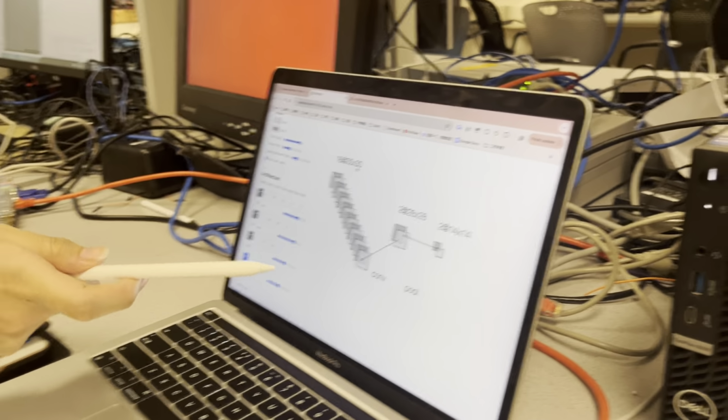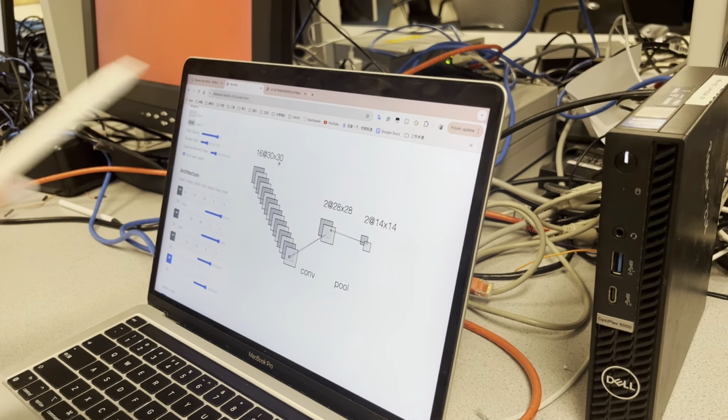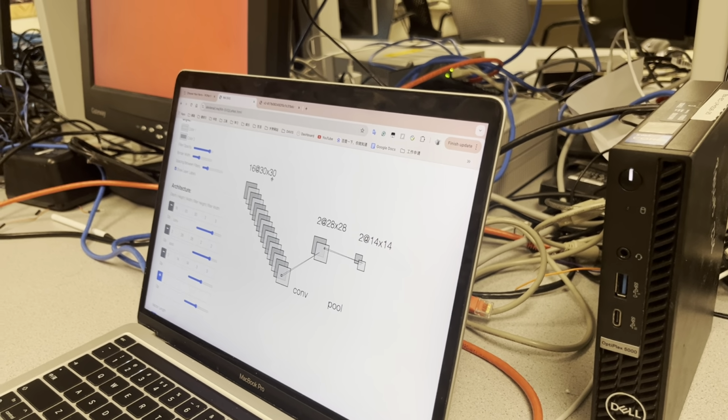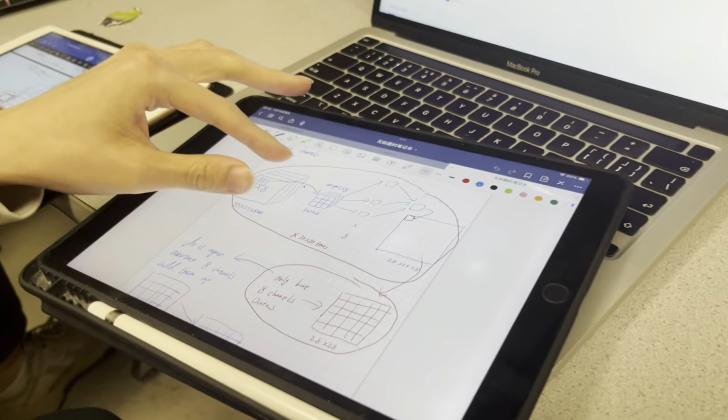So when you say pool, you're combining groups of 2 by 2 grids of pixels? Yeah. If you can see here, this is the convolutional operation, and this is the pooling layers. I think this one is going to be better to show.